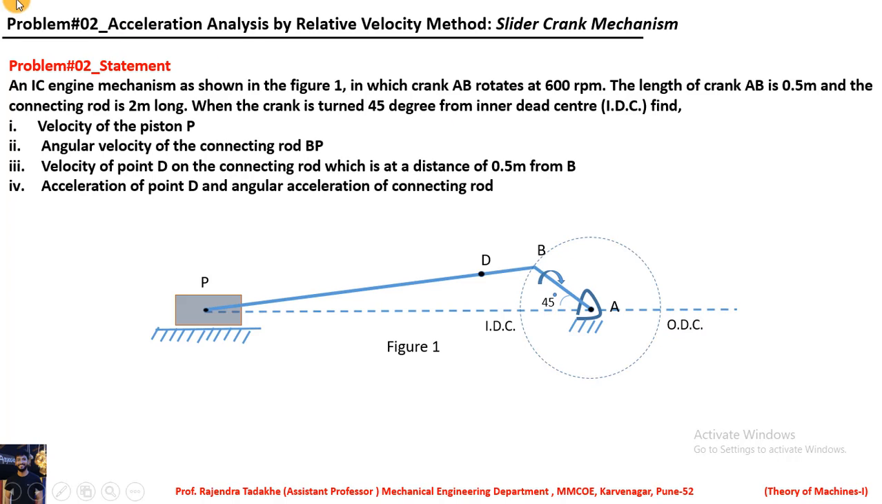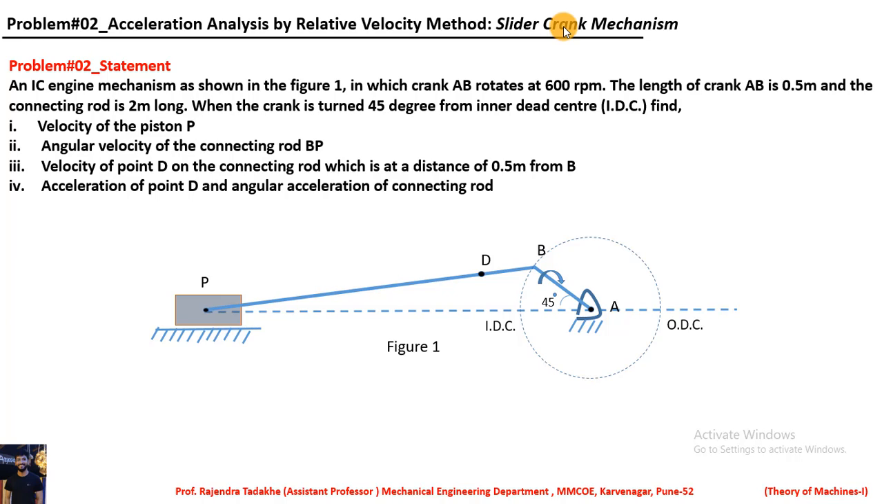So here is the problem statement. We are provided with the slider crank mechanism, and for this we have to perform the velocity analysis and the acceleration analysis. Whenever it is asked to calculate the acceleration of any link or any point on the link, then before we proceed further for the acceleration analysis, velocity analysis is the prior and essential step. So let's start with the problem.